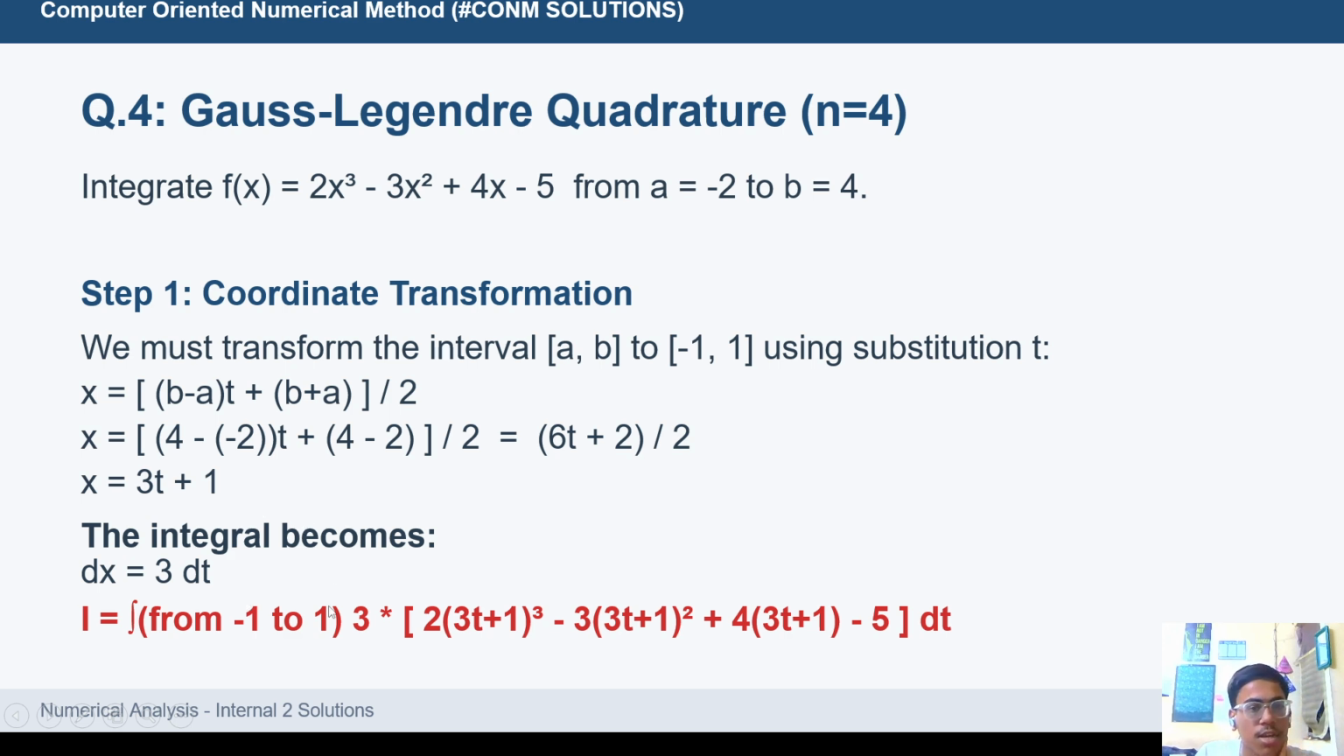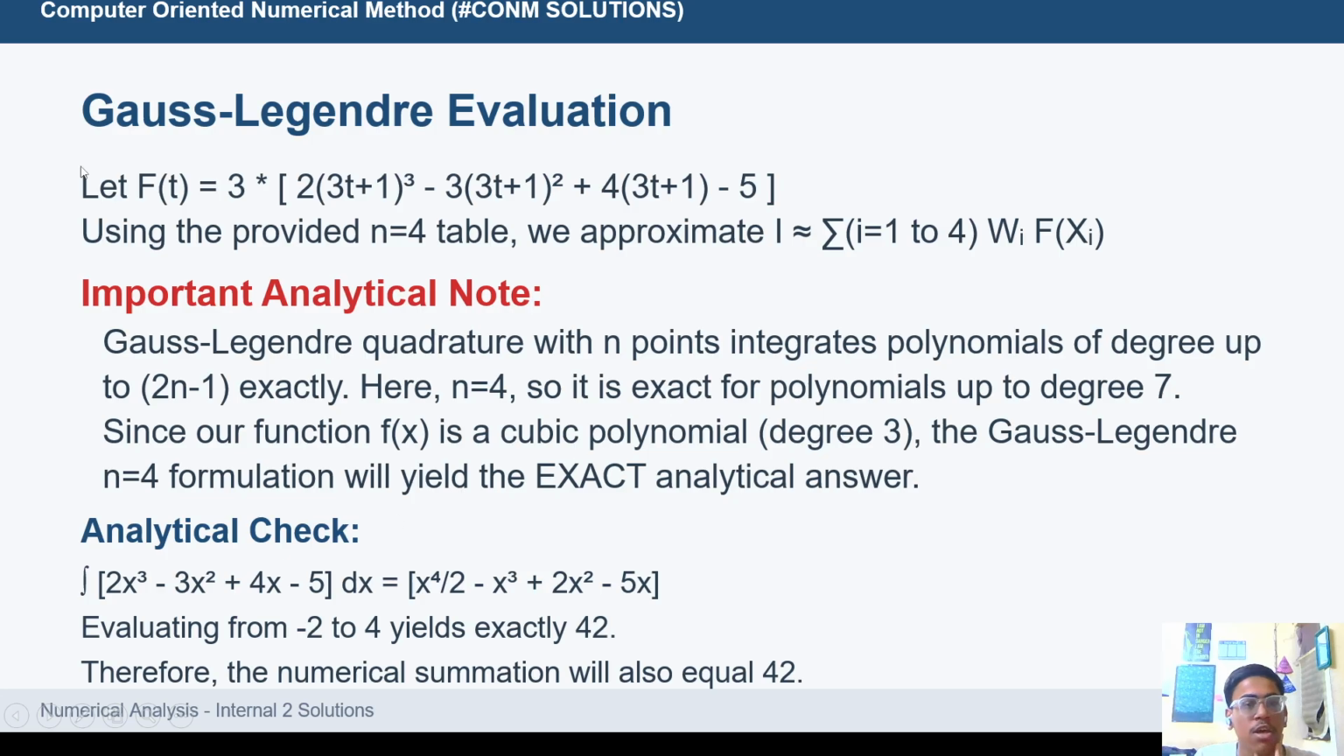Now we will integrate it. The limits have been changed to minus 1 to 1. The 3 comes here because of the dx part. So 3 dt, and the integrand is 2 into (3t plus 1) cubed minus 3 into (3t plus 1). So just by substituting the value of x as 3t plus 1, we have formed the equation. Now the equation has come out to be this.